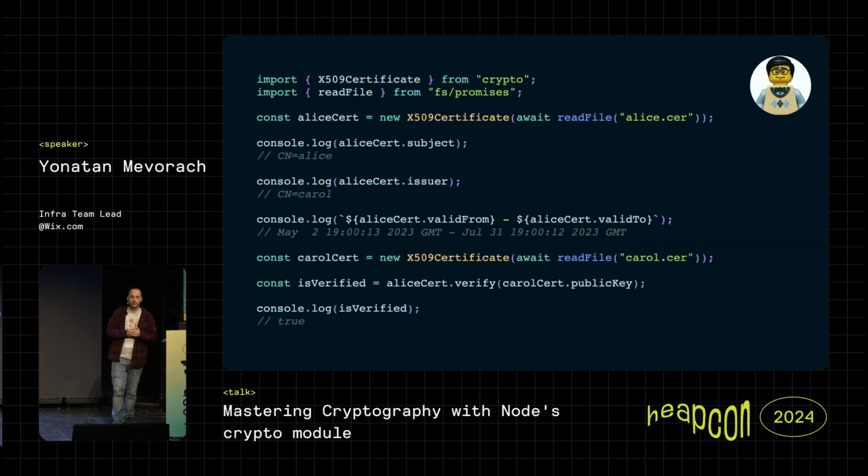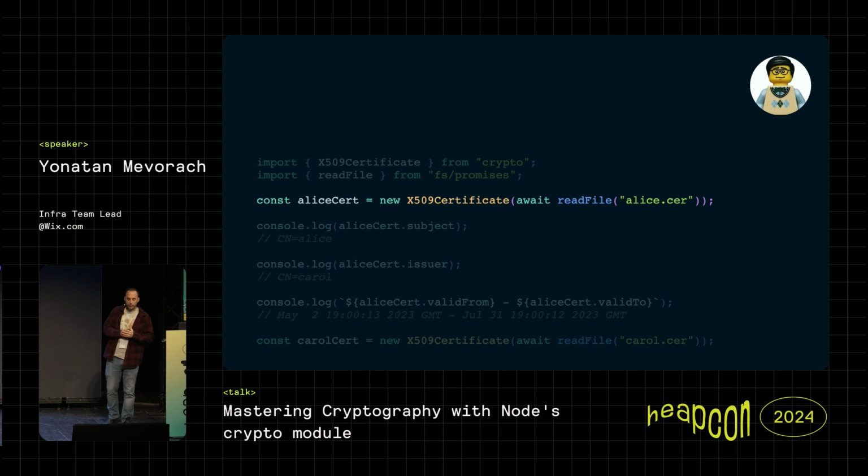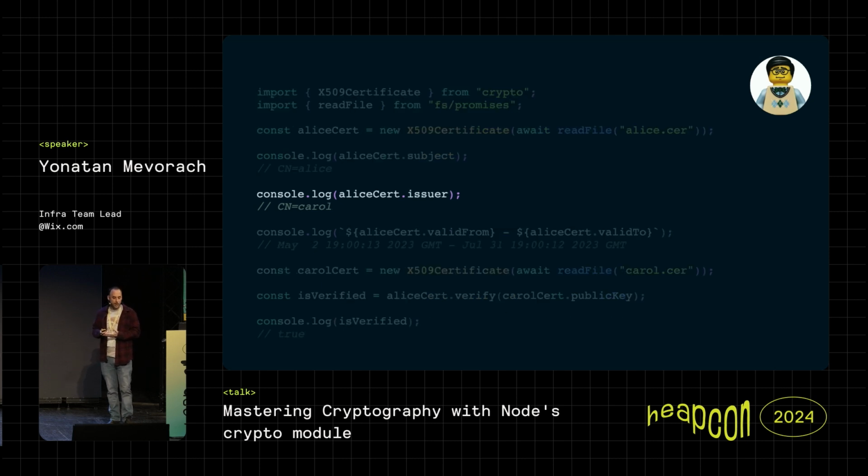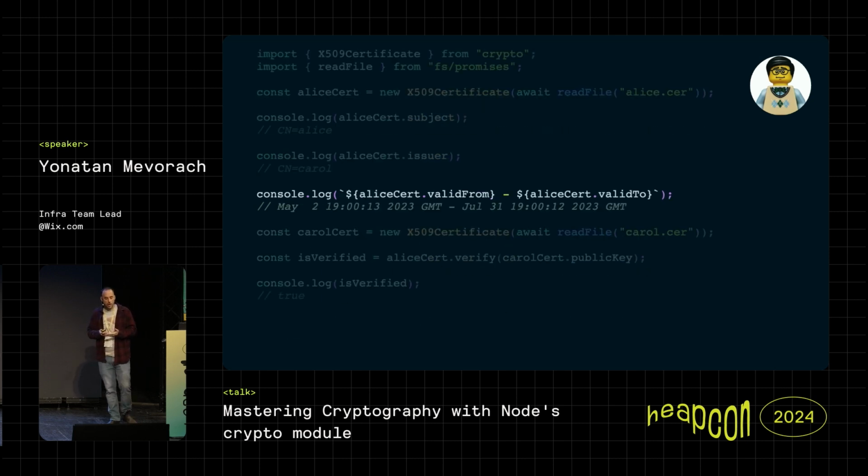So let's see how this is done in Node.js. We have a class called X509Certificate. X509 is the name of the RFC, or the standard, for how certificates are structured. So he reads the certificate file into memory. And then he can read metadata on the certificate, like who is the subject, who is the certificate for, Alice. CN stands for common name. Who is the issuer, Carol. What is the validity period of this certificate?